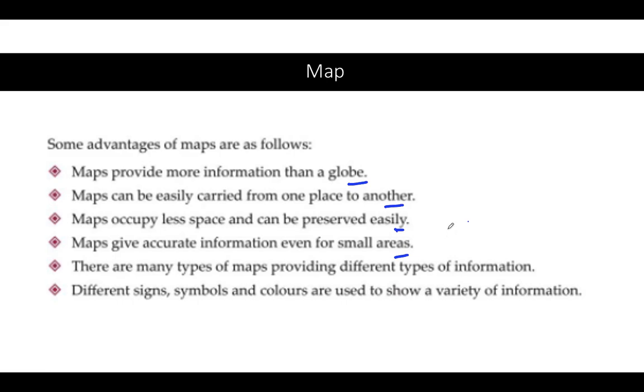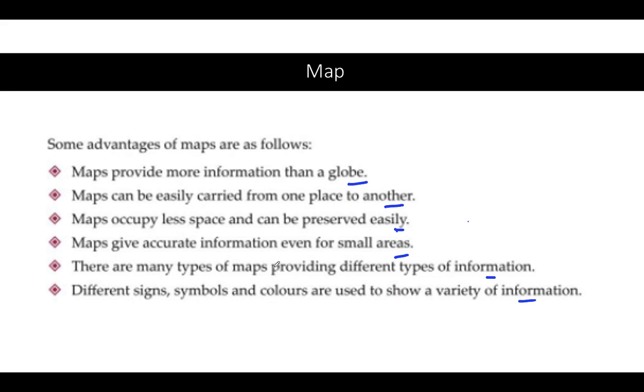There are many types of maps providing different types of information. Different signs, symbols, and colors are used to show a variety of information. There are various signs provided in the maps, like if you see schools, then it shows different signs and symbols. If you see sky blue color, that means there is a river. So in that way, different signs and symbols on a map show a variety of information.